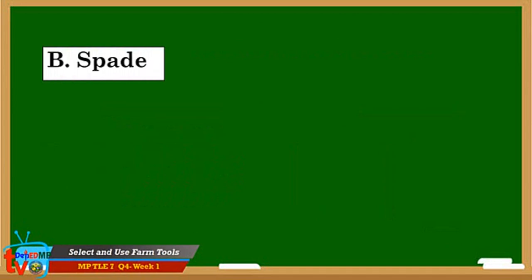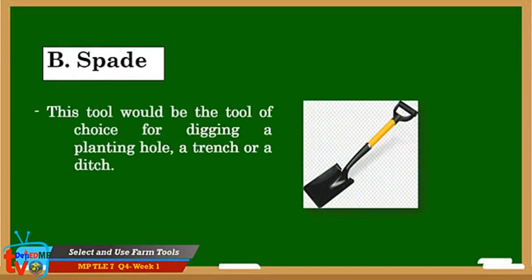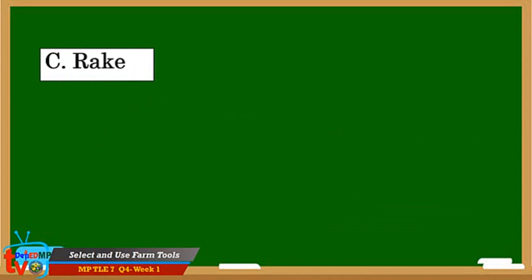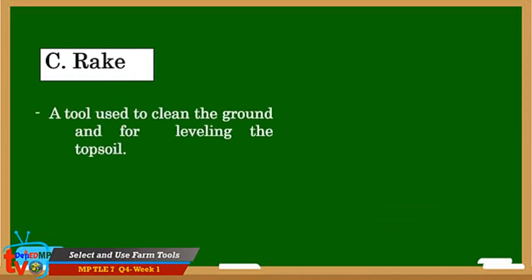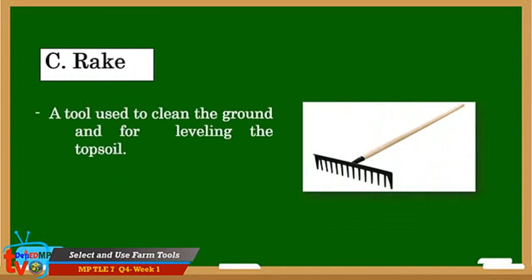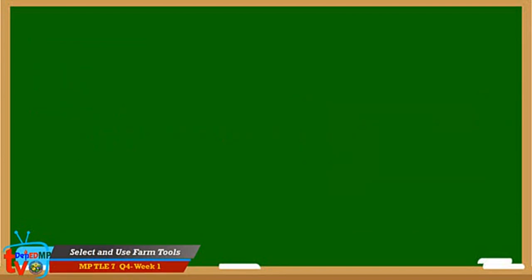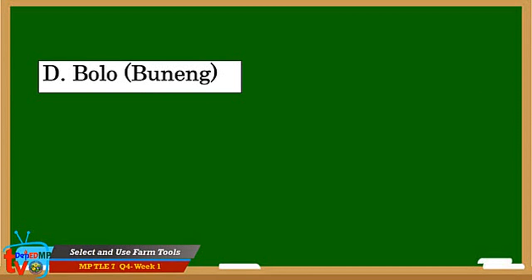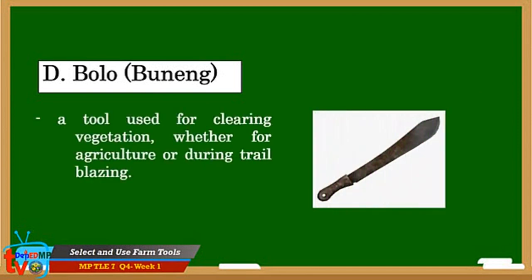Second, we have the spade. This tool would be the tool of choice for digging a planting hole, a trench, or a ditch. Next, we have the rake, a tool used to clean the ground and for leveling the topsoil. Bolo or buneng is a tool used for clearing vegetation, whether for agriculture or during trail blazing. It is the most popular among the farm tools.